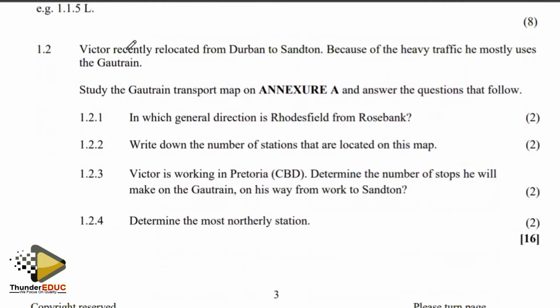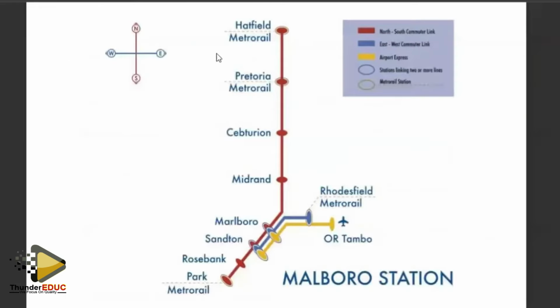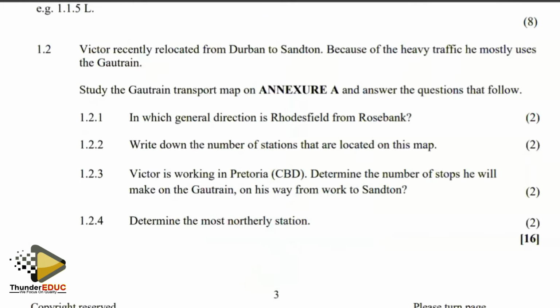1.2.1. Victor recently relocated from Durban to Sandton because of the heavy traffic. He mostly uses the Gautrain. Use the Gautrain transport map on Annexure A and answer the questions that follow. This is the annexure. This is how it looks. And let's look at the questions.